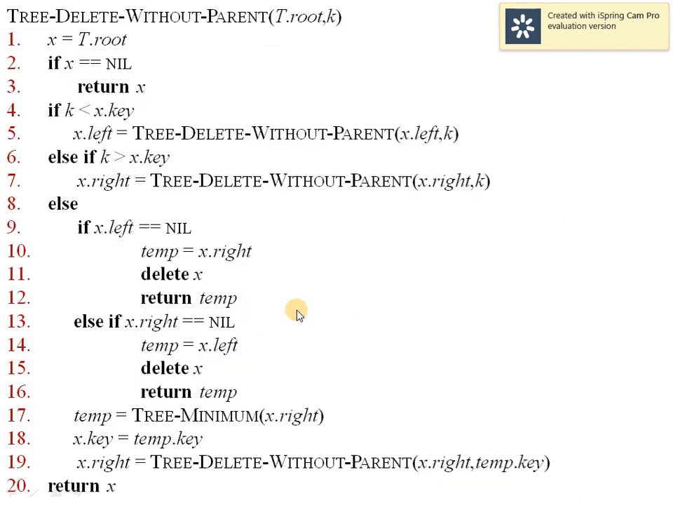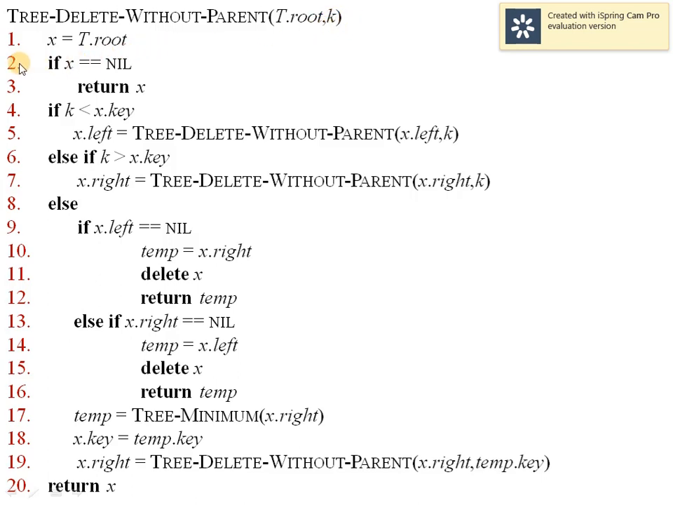So next, the procedure which we are going to discuss is deletion again, but now we are going to make use of recursion, and also we are assuming that the parent pointer is not maintained in a binary search tree. So the procedure name is tree delete without parent, and it is accepting a root and the key value to be deleted. It is not the node, it is actually the key value.